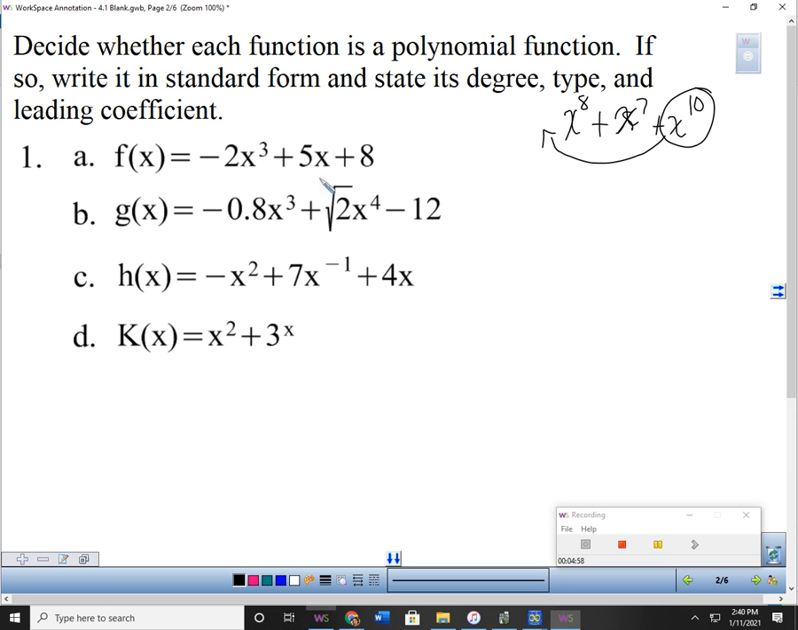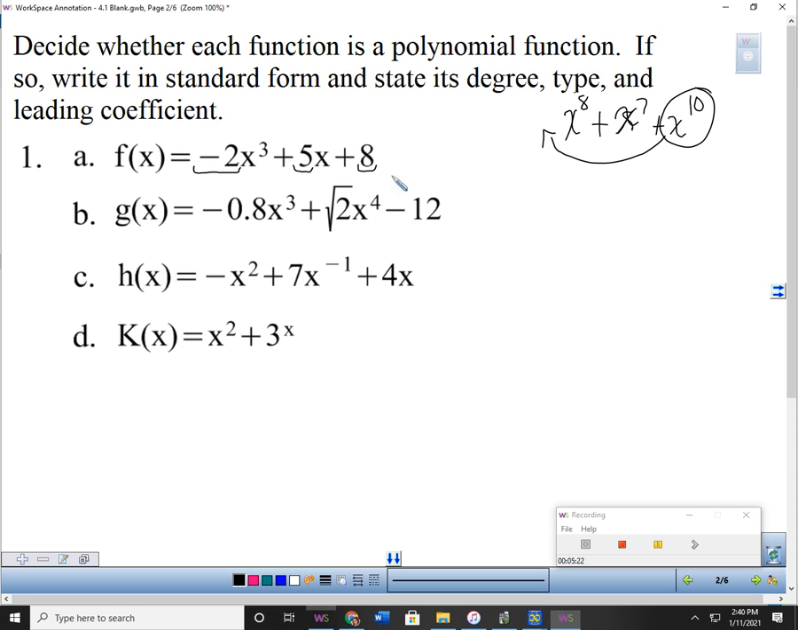All right, so if you look at number 1A, I'm going to look at this, and first I'm going to decide if it actually is a polynomial function. So I look at my numbers in front of the variables. So I have a -2, a 5, and an 8. Are all of those real numbers?